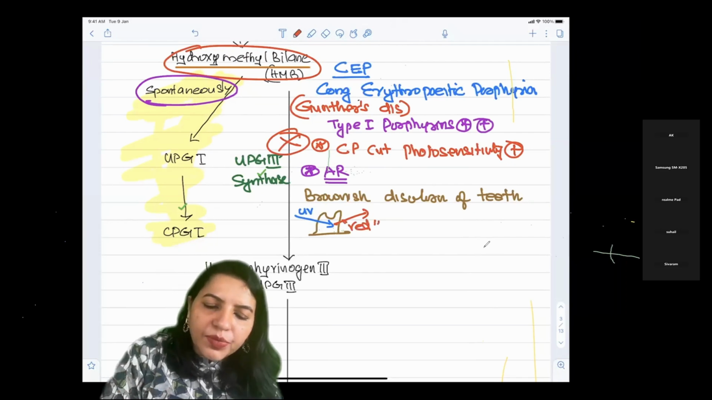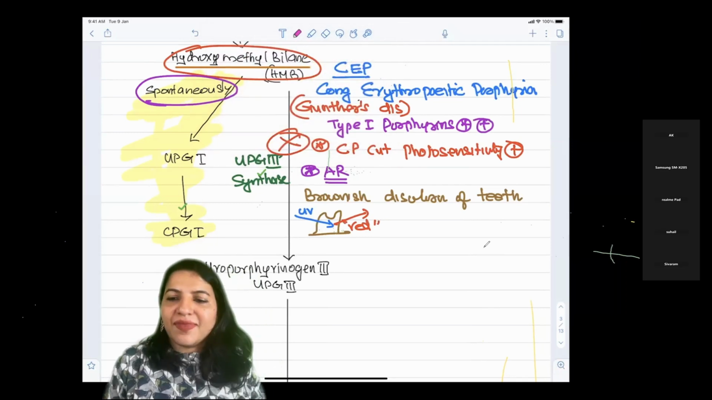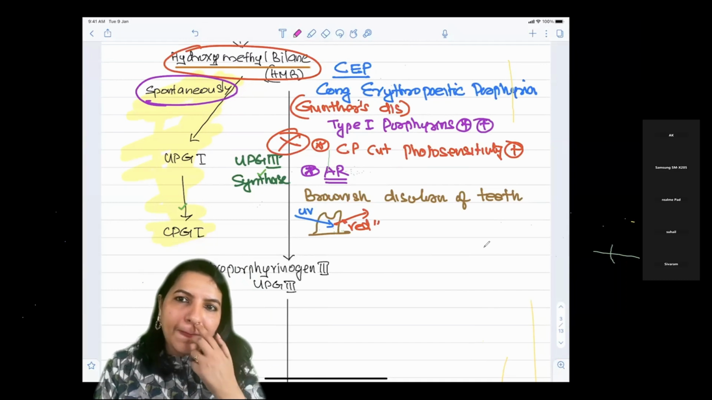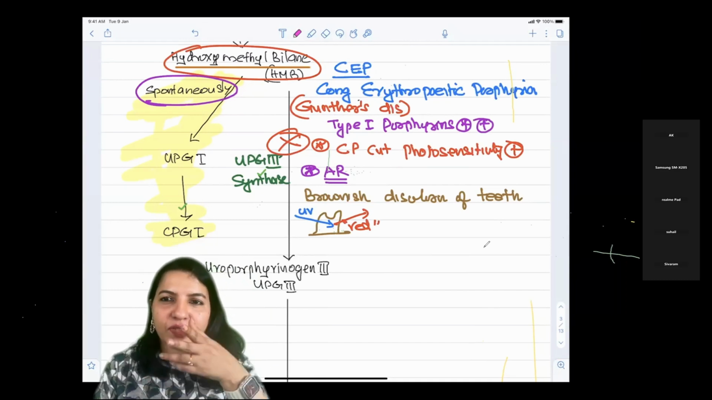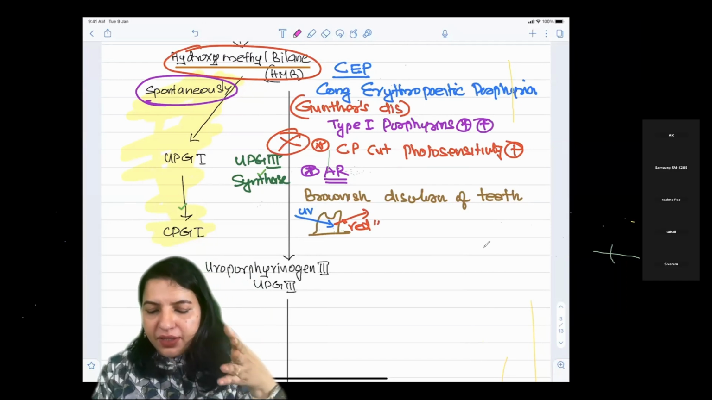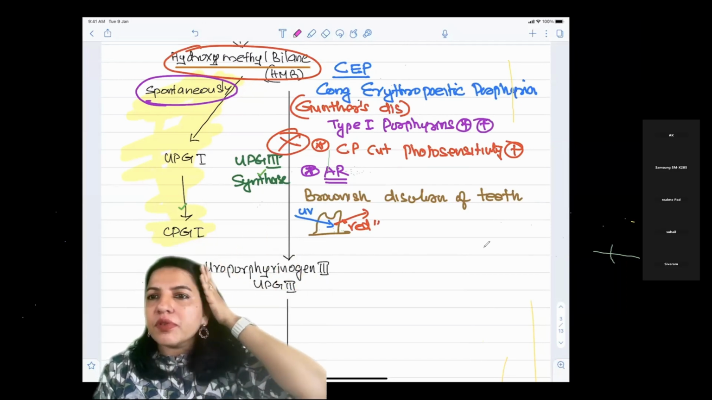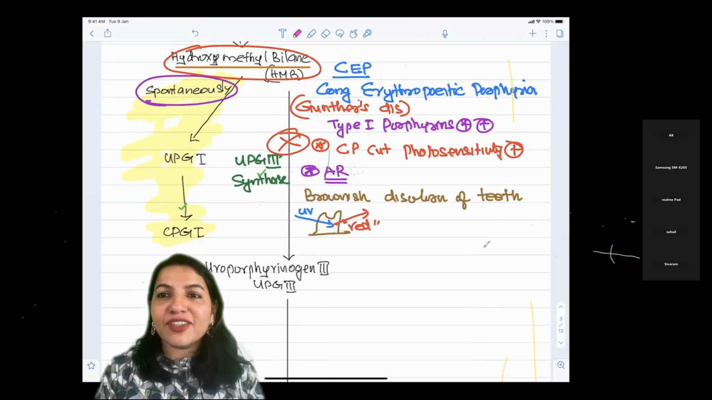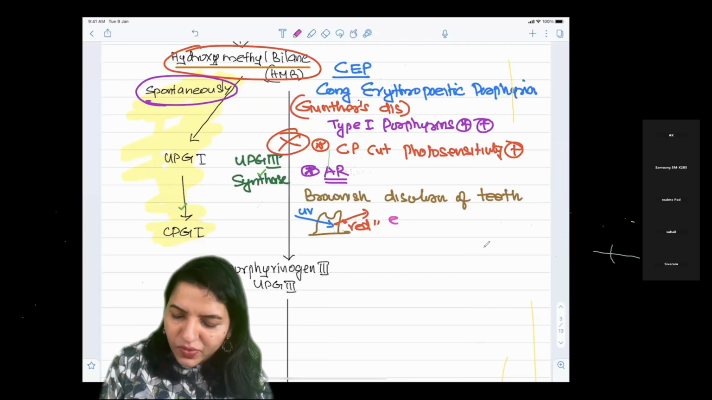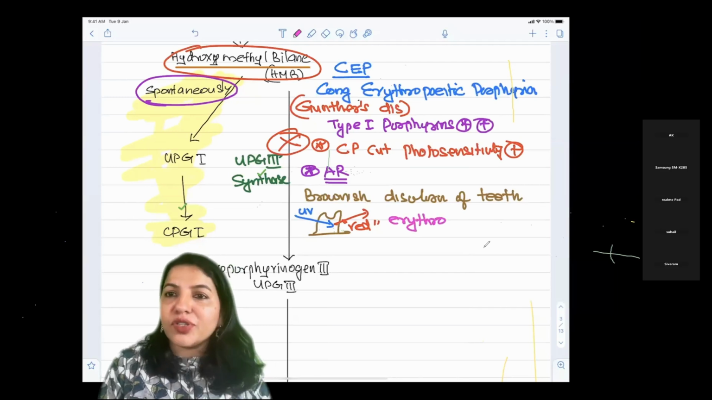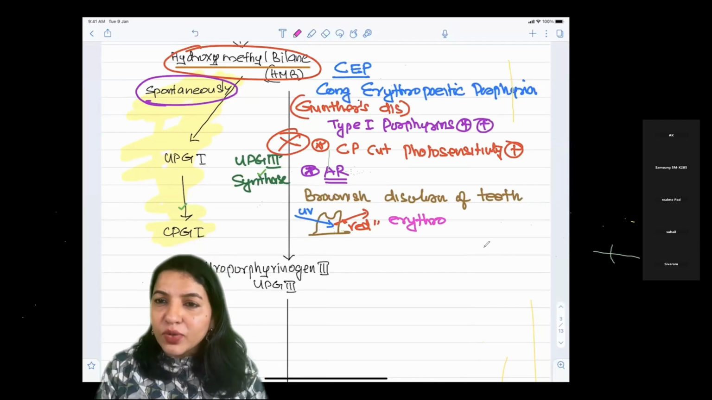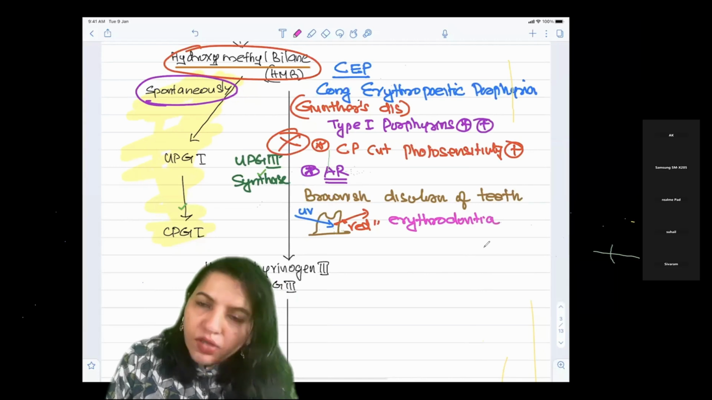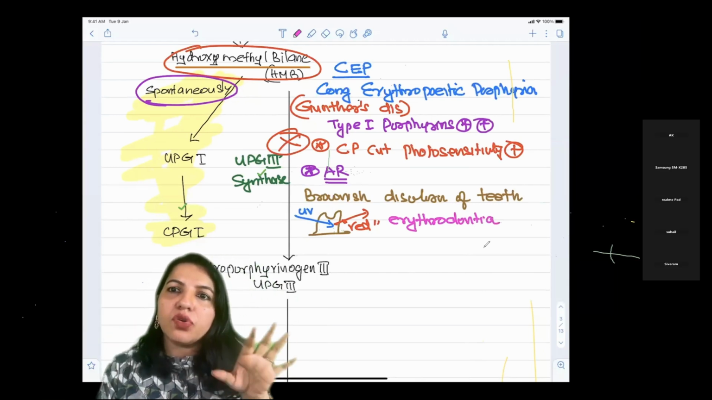So what is the name that you can give for this? Can you tell another name for red? There were a few Telangana students, okay, that's for them I'm translating. Can I say erythro? Erythro means red, okay? Erythrodontia. Dontia is always something related to teeth. So this is called erythrodontia.